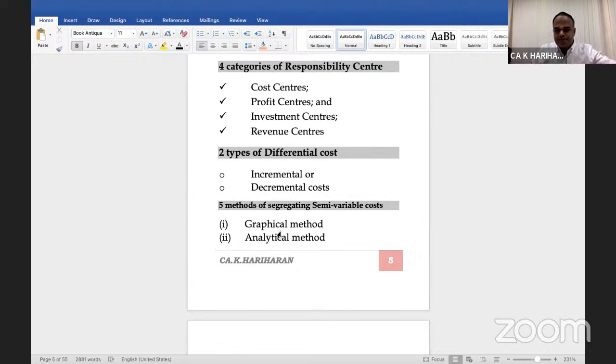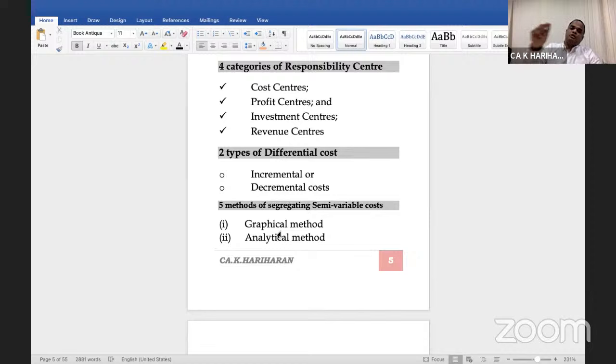So, if they are going to ask for a specific definition, like explain controllable cost or explain relevant cost, it's easy. But in general, in examinations, they ask, explain cost based on relationship. Then under relationship, what are all the costs that are there?